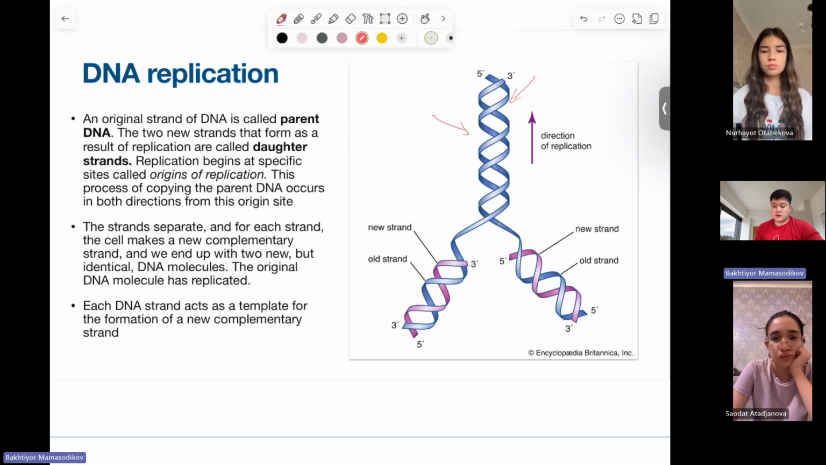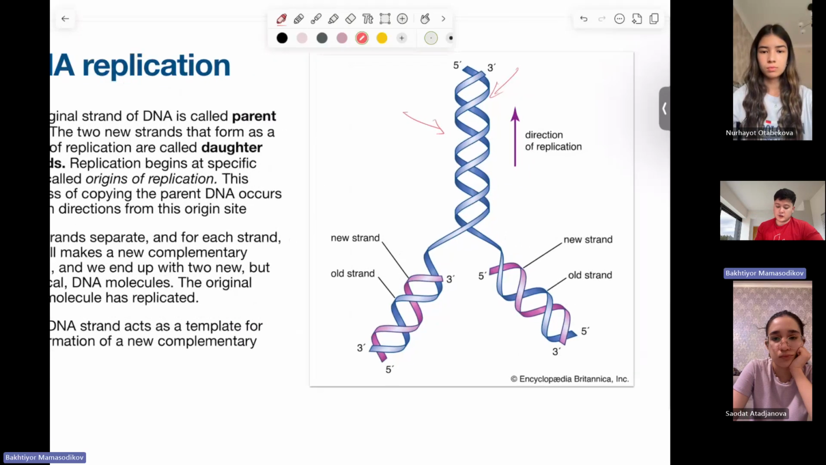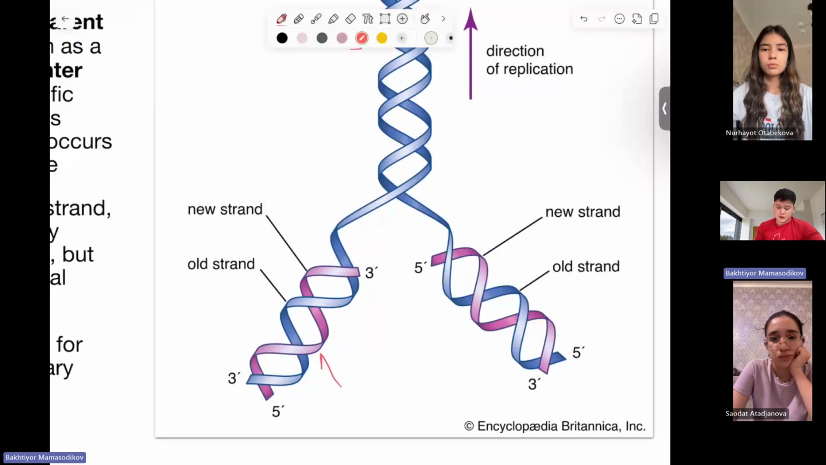And we have the daughter DNAs. Daughter DNA means this is a new DNA molecule formed after the replication, okay? You see, this is the new strand. We call these new daughter DNAs. They are new DNAs which are synthesized from the previous ones, okay? We also call it the new strand. This is the strand built by the enzymes, which we show in pink, okay? And we have the old strand, which is the template strand from the parent DNA, okay?